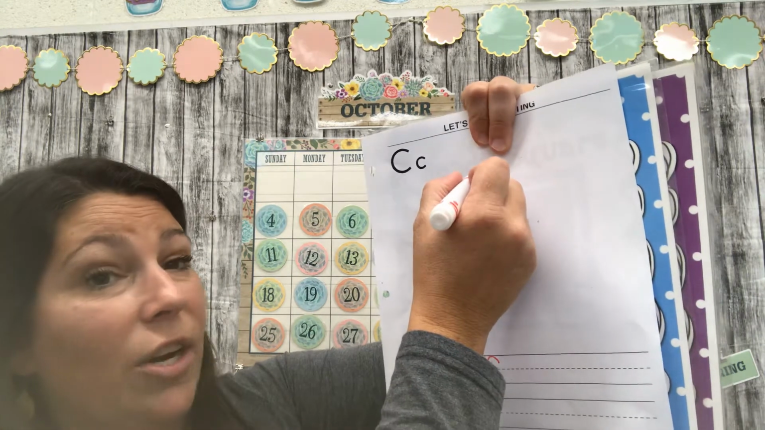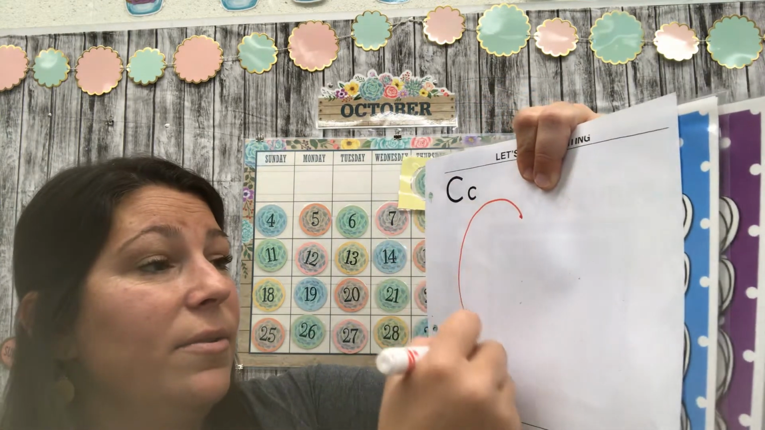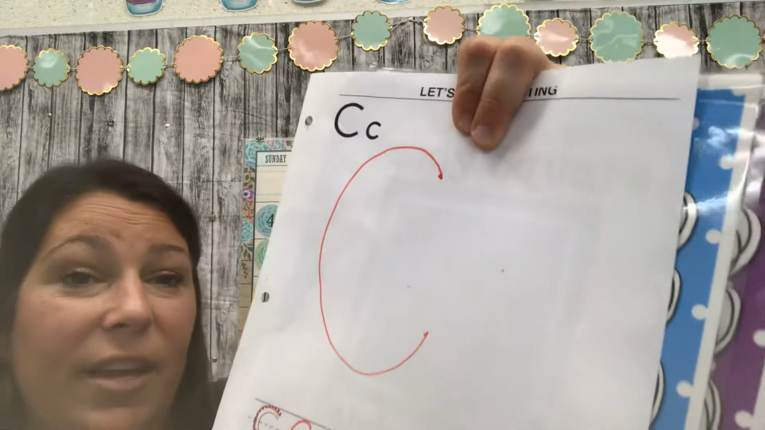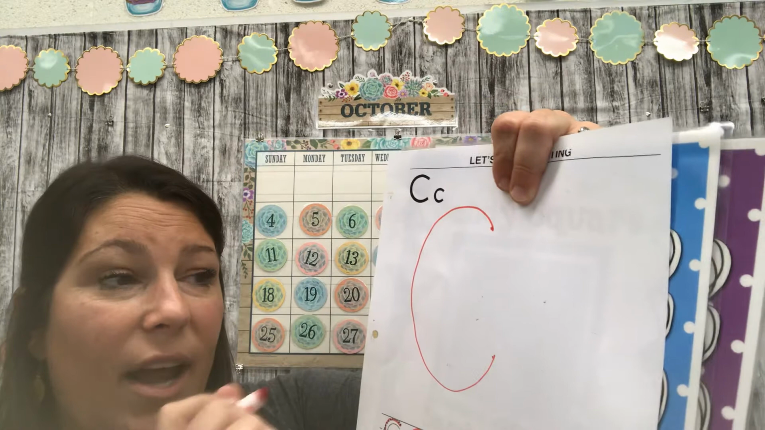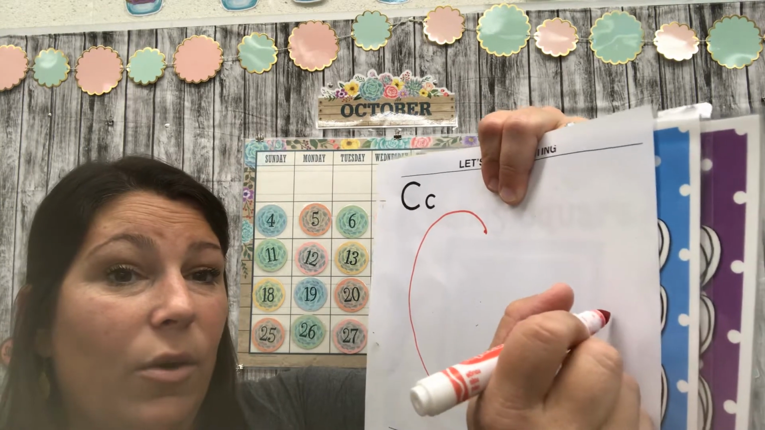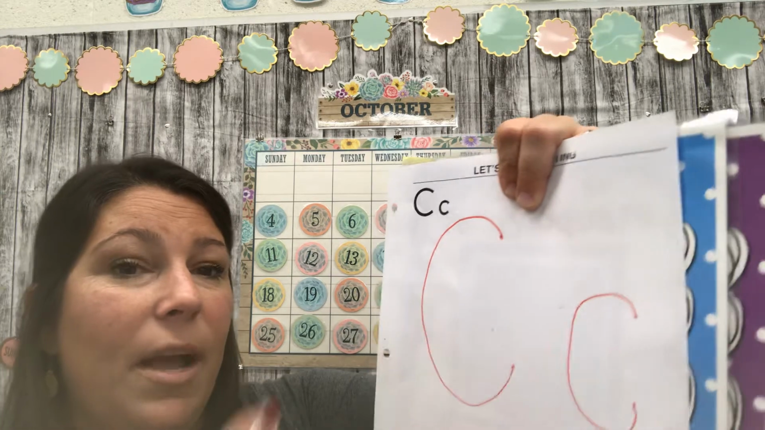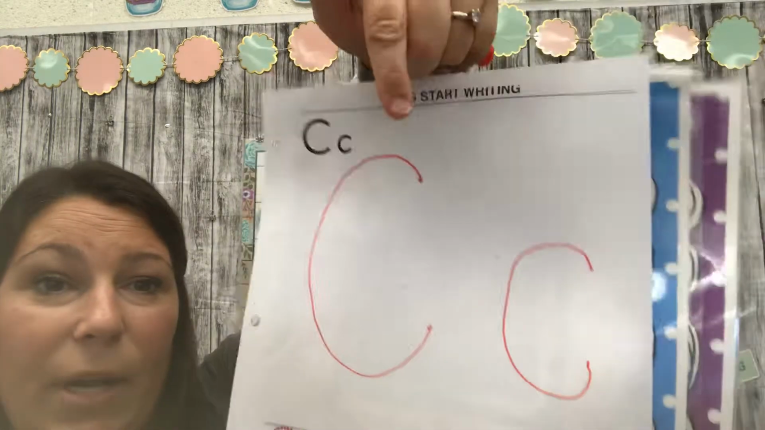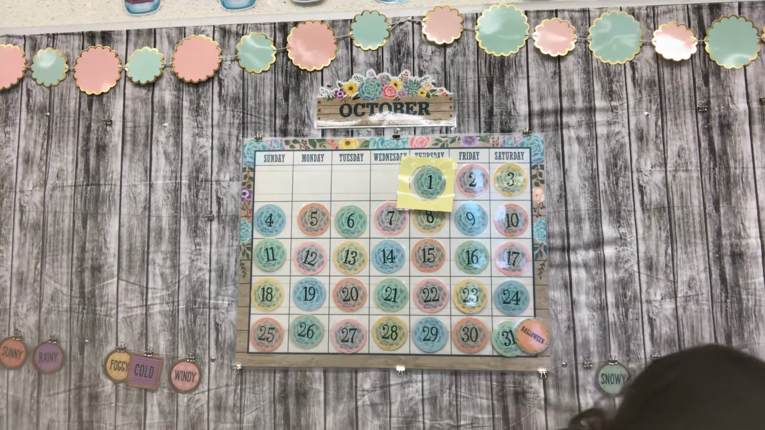Ready? Start at the top. We've been practicing. Go around and up. There's an uppercase C, a big one. Let's try a little one right next to it, a lowercase c. We're gonna start at the top, go up and around, and bring it up a little bit. Uppercase, capital C, lowercase, small c. Good job.